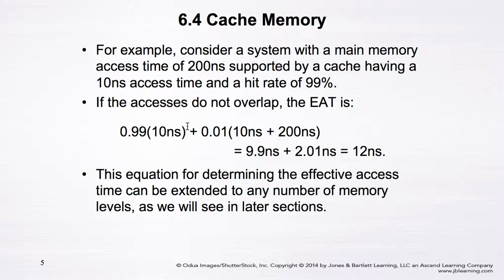So basically we have 0.99 times 10 nanoseconds plus 0.01 times (10 plus 200). This equals 12 nanoseconds. So this system requires a longer time to obtain information. This equation for determining the effective access time can be extended to any number of memory levels, as we will see later in another video in a different lecture.